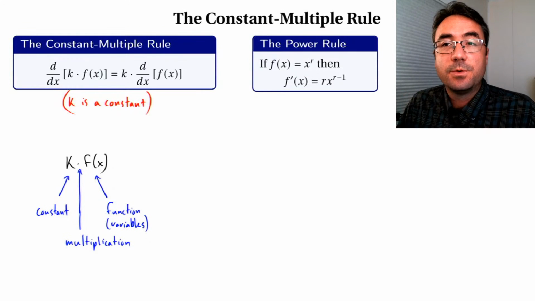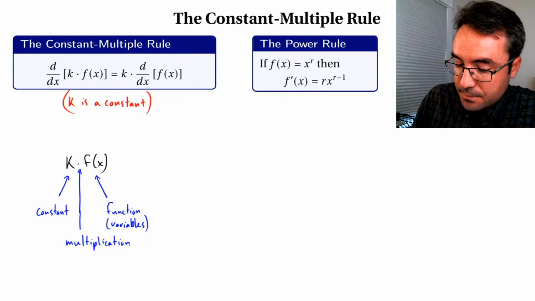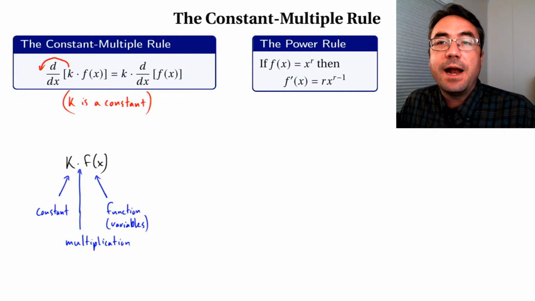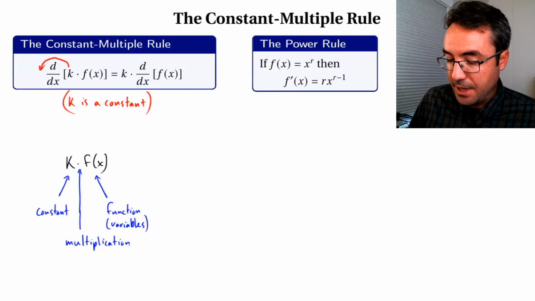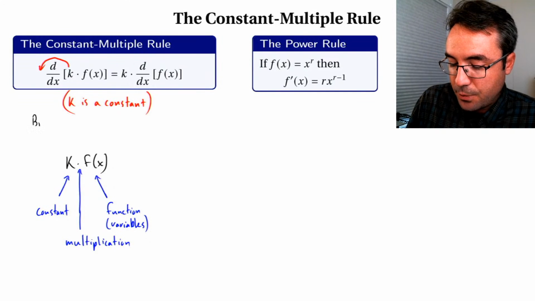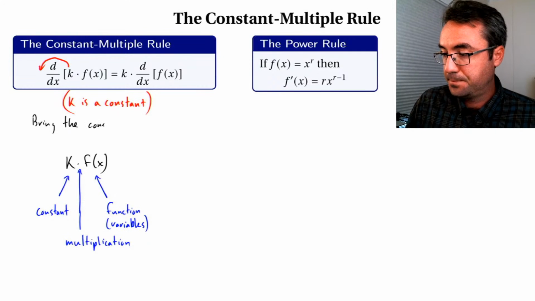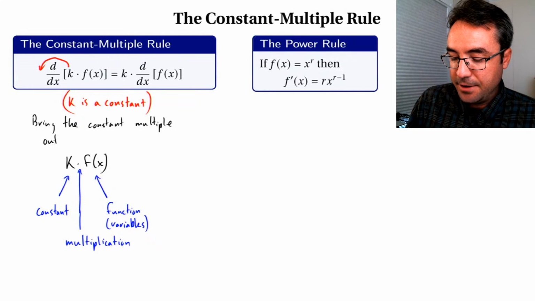And what this derivative rule tells us is how differentiation works for that. Essentially what we can do is take that constant multiple and move it outside of the derivative. This tells us we can bring the constant multiple, that number in front, and move it outside of the derivative.